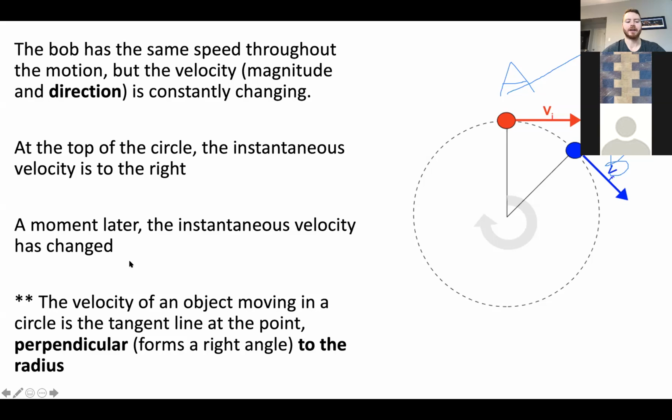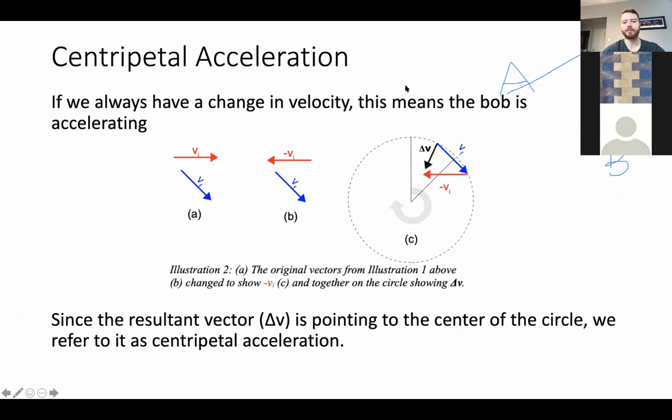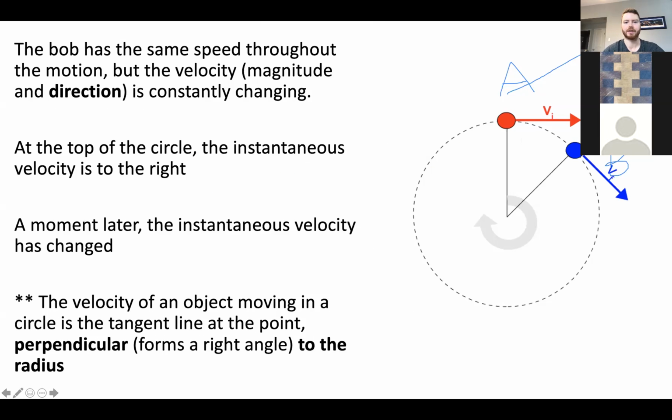So the velocity of an object moving in a circle is the tangent line at the point, so it's perpendicular to the radius. So if we look at point A, the radius is straight up and down, and then the velocity is going to form a perpendicular line to the radius. So we're always going to have a right angle right here. Okay.